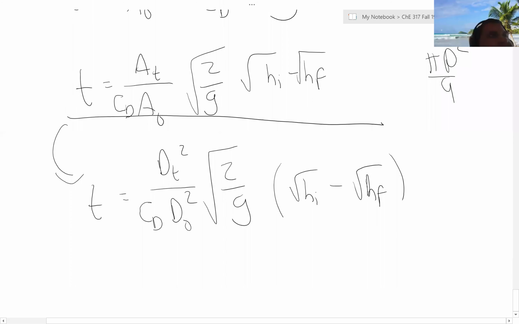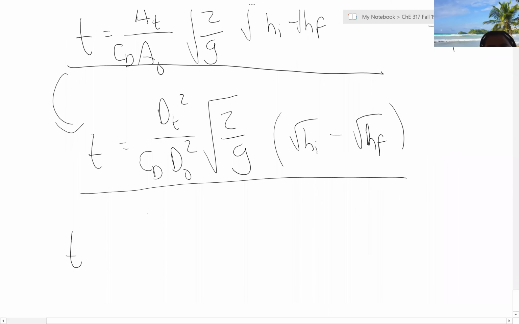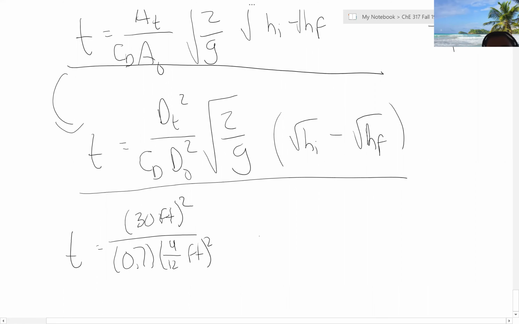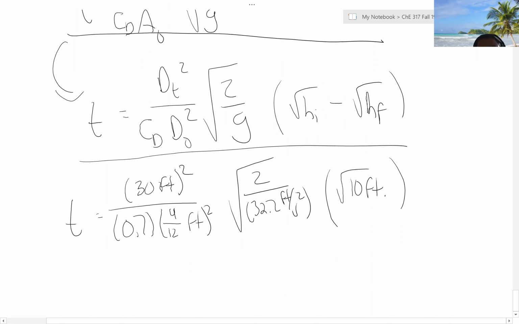So if you were going to solve for the time it took to drain this tank, now that we have this expression developed, it simply requires plugging in the values. The tank diameter was 30 feet, squared. The discharge coefficient was 0.7. The orifice diameter was much smaller, 4 inches. Square root of 2 over gravity, 32.2 feet per second squared. My initial height was 10 feet, and my final height was 0. And so I'm left with an expression that looks like this.